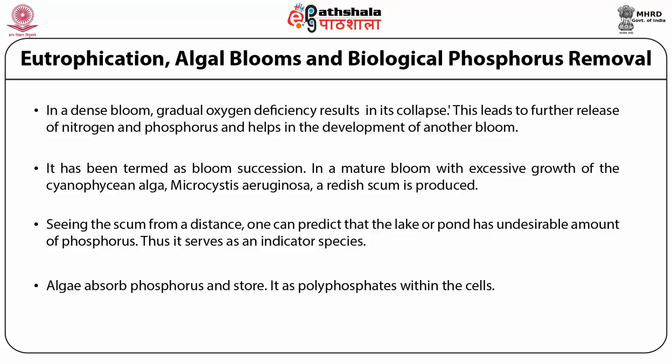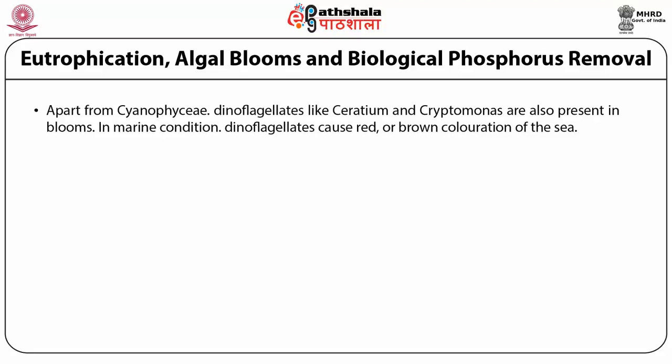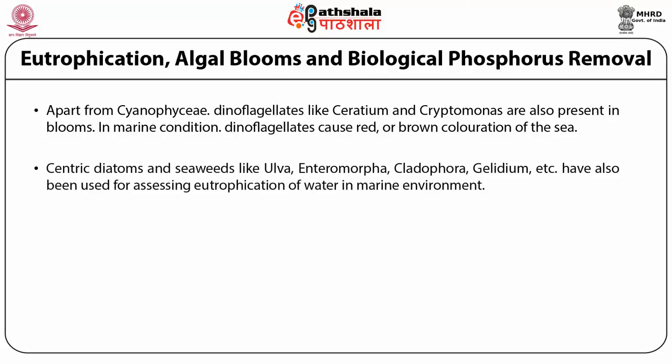It has become a global problem as ponds and lakes gradually turn into marshes, which is why in many Western countries, phosphorus-based detergent manufacture is discouraged. Algae are considered a biological means of nitrogen and phosphorus removal, which in turn also helps check eutrophication. Apart from cyanophyceae, dinoflagellates like Ceratium and Cryptomonas are also present in blooms. In marine conditions, dinoflagellates cause red or brown coloration of the sea. Centric diatoms and seaweeds like Ulva, Enteromorpha, Cladophora, Gelidium, etc. have also been used for assessing eutrophication of water in the marine environment.